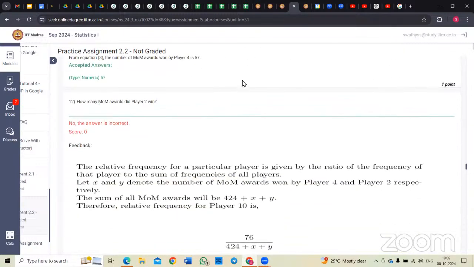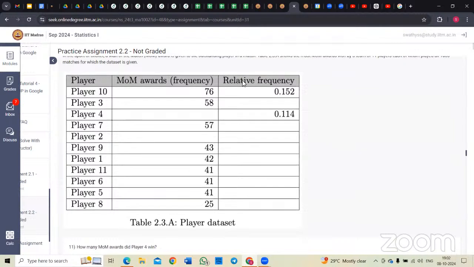How many awards did player 2 win? If you have the value for player 4, then just calculate the sum of all the remaining awards and subtract it from the total number. Then you will get the player 2 frequency.